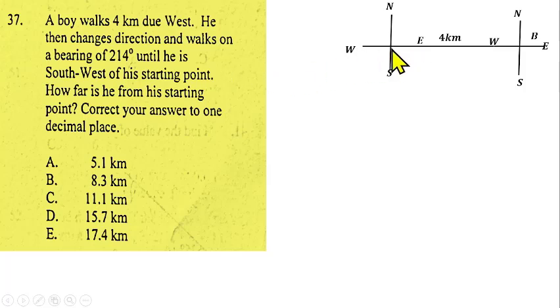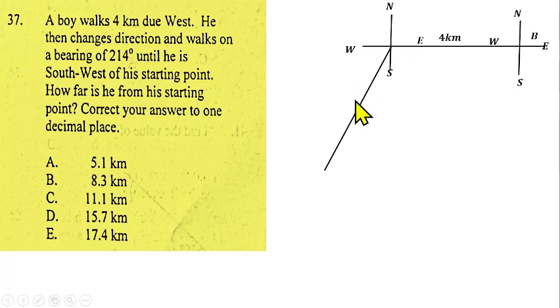So a bearing of 214 will fall here, because this is a 3-digit bearing, and in 3-digit bearing the origin is north. So from here to here is 90, 180, 270. So 214 will fall here. So I will draw a straight line like this.